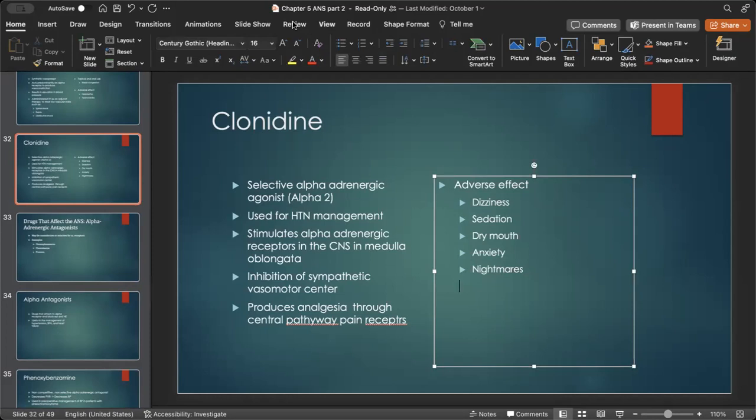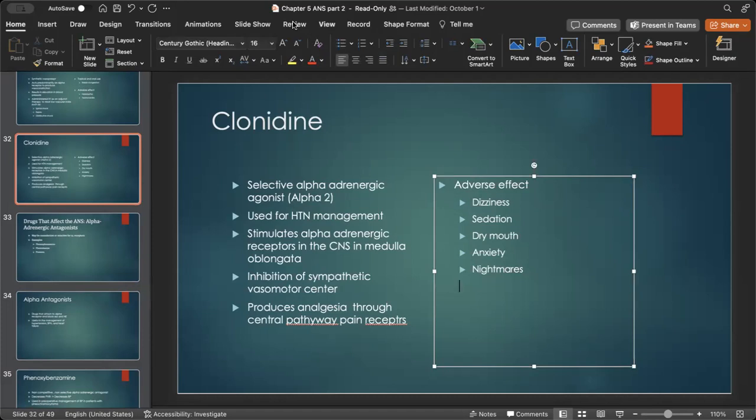Adverse effects include dizziness, sedation, dry mouth. Why? Because if it's going to block the sympathetic nervous system, we're going to have a dry mouth, right? And we're going to have less sweating and things like that. Where you normally would have that sweating in the sympathetic response, you're not going to really have that here. So that's why we're getting that dry mouth.